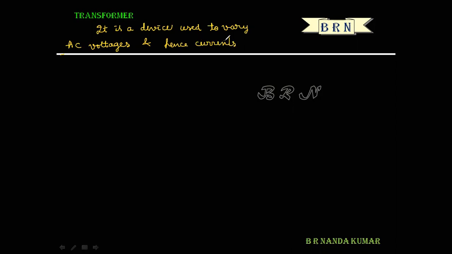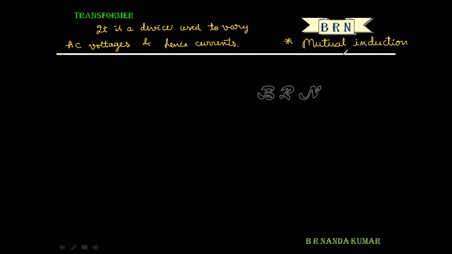Okay, a transformer works on the principle of mutual induction. What is the principle behind the working of a transformer? That is mutual induction. So this is the principle behind the working of a transformer. What is the meaning of transformer? A transformer is a device that is used to vary the AC voltages and hence currents. It works on the principle of mutual induction.